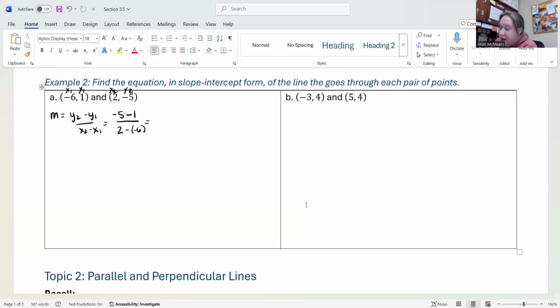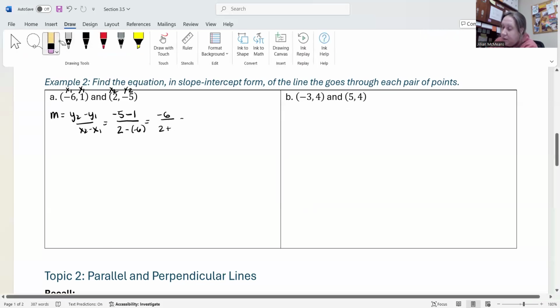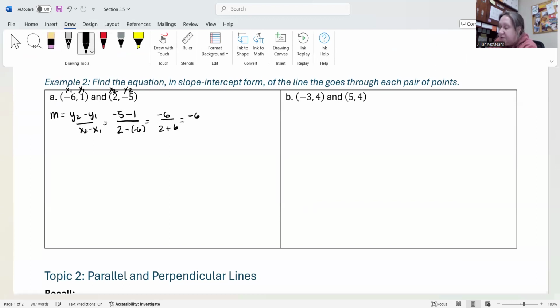So let's see what that gives us. -5 minus 1 is -6. 2 minus -6 is really just 2 plus 6. So that gives me -6 over 8, which simplifies. Let's see, they're both divisible by 2, the numerator and denominator. So if we divide both parts of this fraction by 2, we get -3/4.